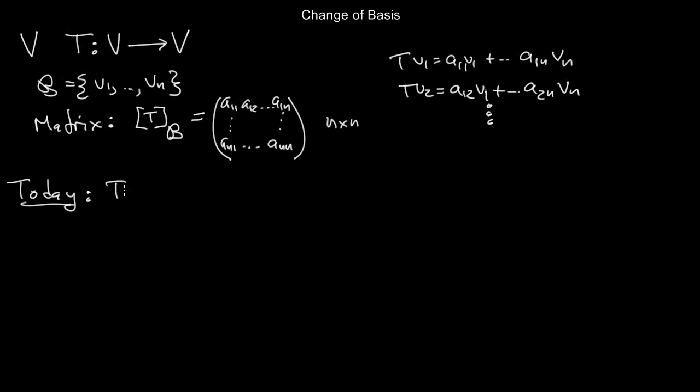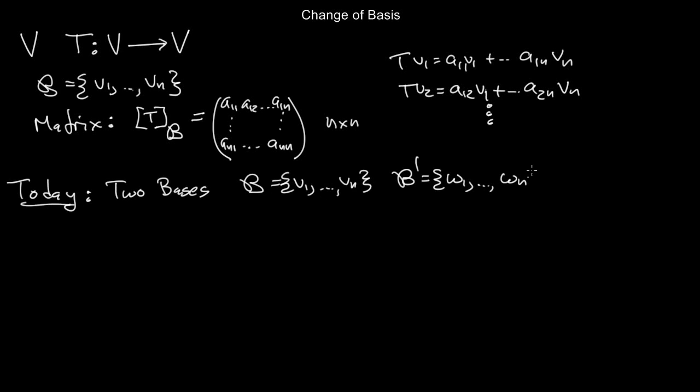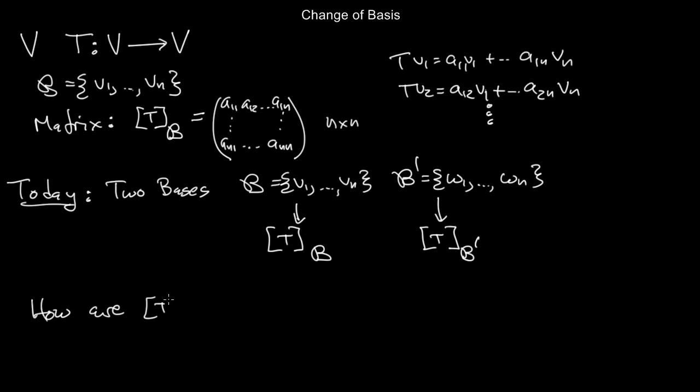And today what I want to talk about is what happens if we have two bases. So let's say you're given a basis V1 through Vn, and another basis, say W1 through Wn. And suppose I give you the matrix with respect to one and the matrix with respect to the other. And my question is, how are they related? They must have something to do with each other. Or another way to say the same thing is, how do you go back and forth?